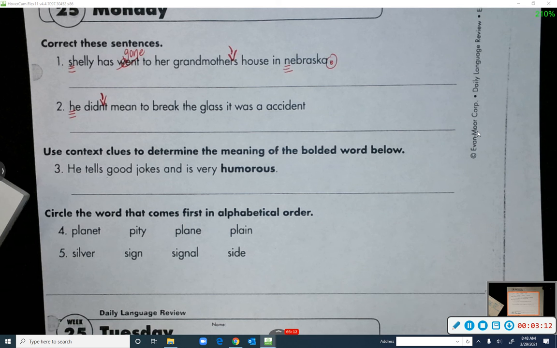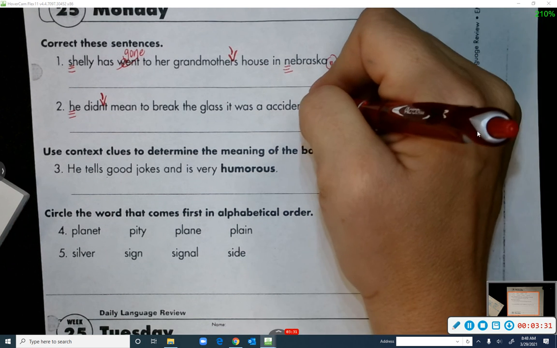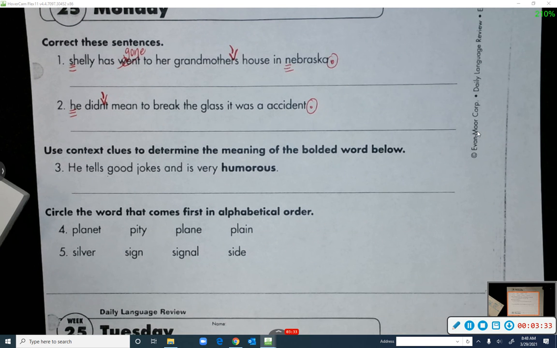It was an accident. What else, Aaliyah? Period, where? At the very end. Okay, there should be more corrections than that, though. 2 more things. No, 3 more things. Evangeline? A period after glass.